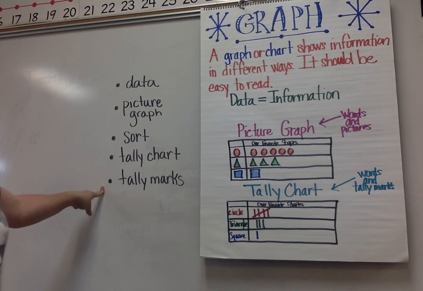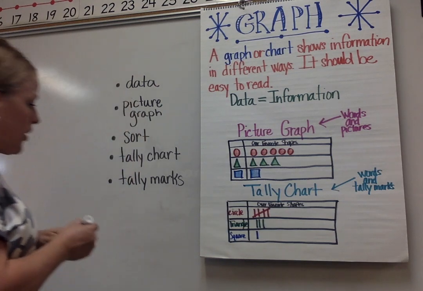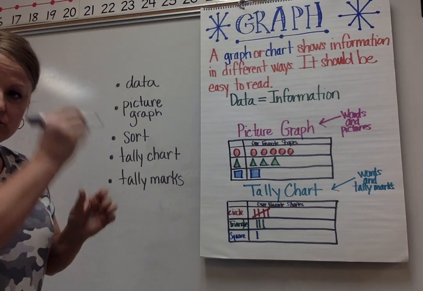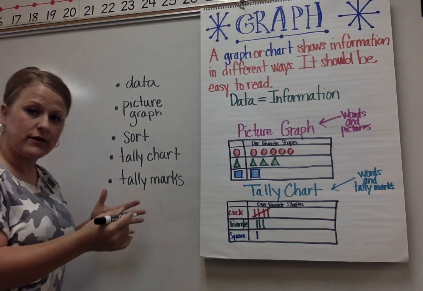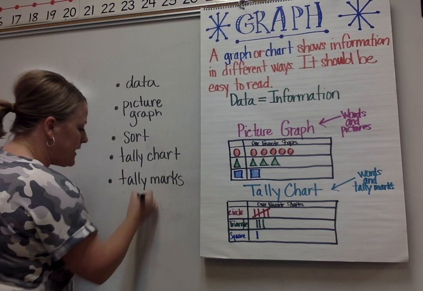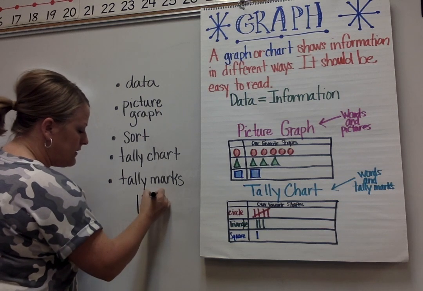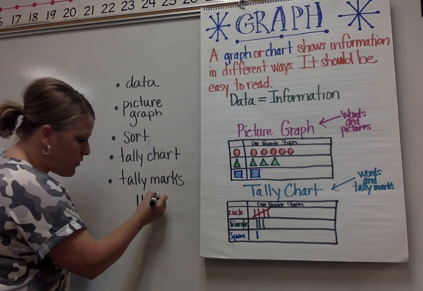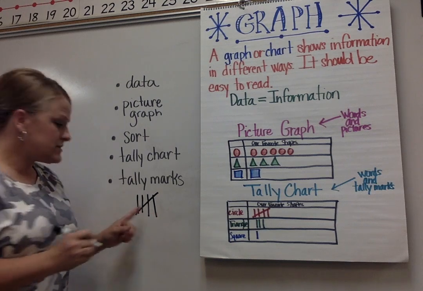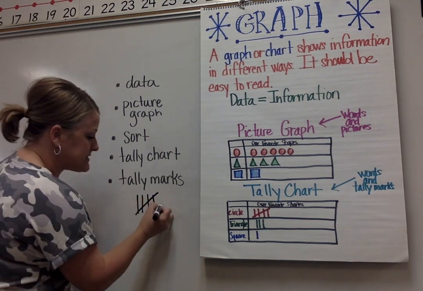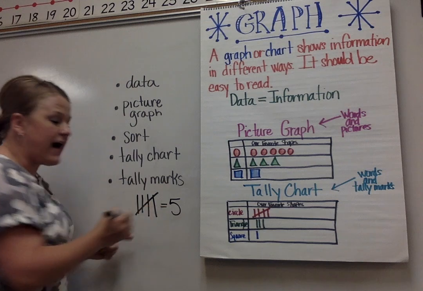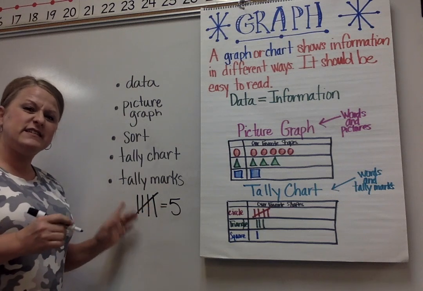A tally chart is another way to show information or data by using tally marks. You'll remember that tally marks are when we use just straight lines. If we're counting something, we might say 1, 2, 3, 4, and that fifth one crosses over. So this would be 5. This is the same thing as 5. This is a quick way to show it.